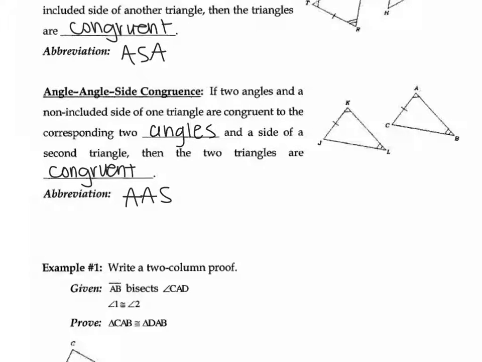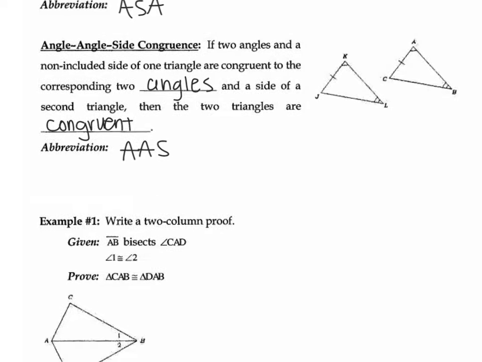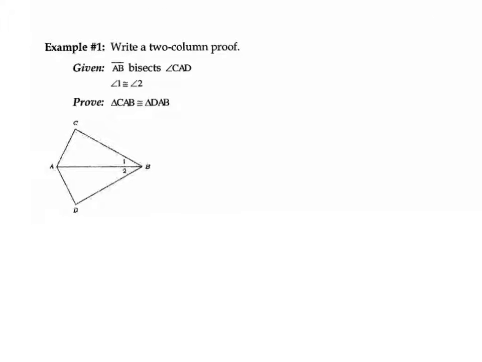So looking at our two triangles JKL and CAB, we could see angle K is congruent to angle A and angle L is congruent to angle B, two angles next to each other, but KJ is congruent to AC, which is a non-included side. So it's a side next to one of the pairs of congruent angles. So let's go ahead and look at a few examples where we can use these congruences to prove two triangles congruent.